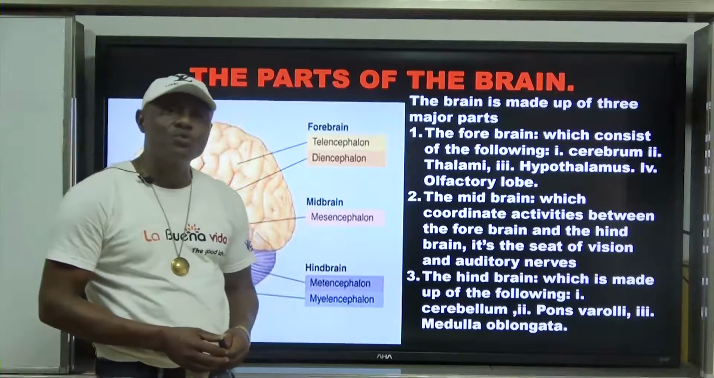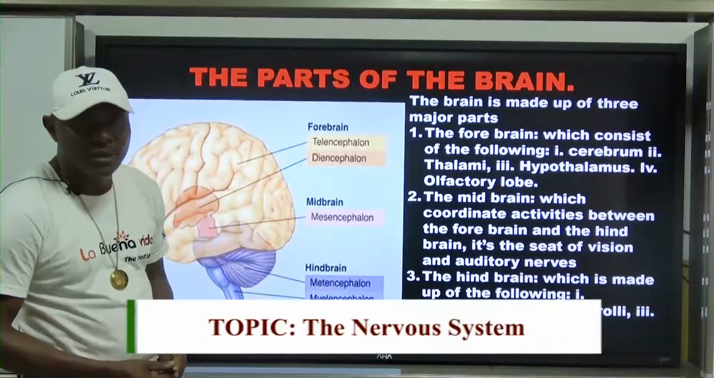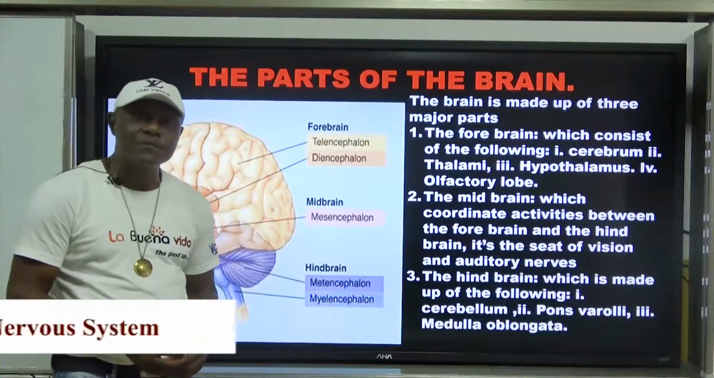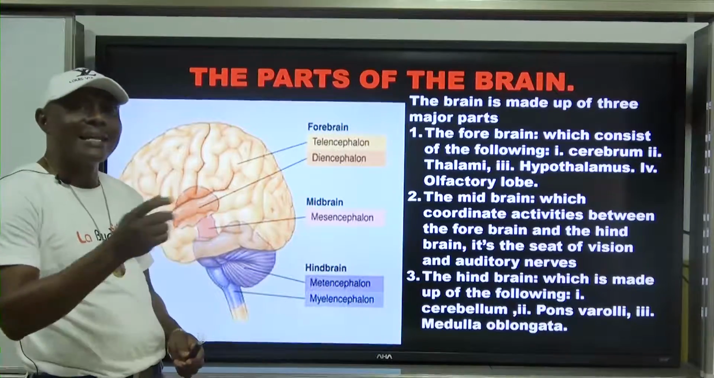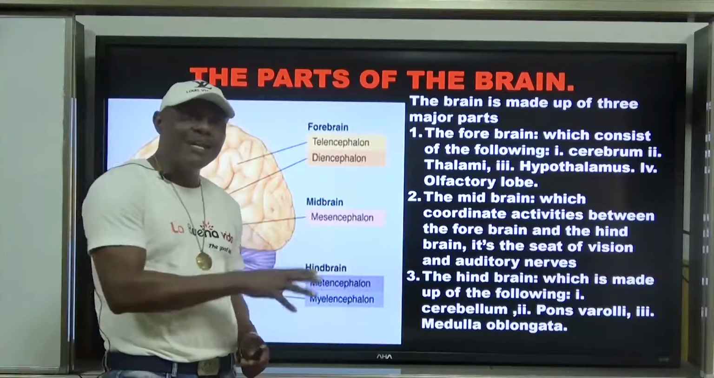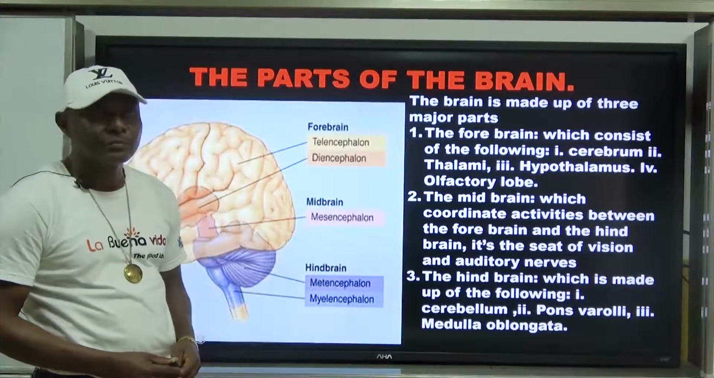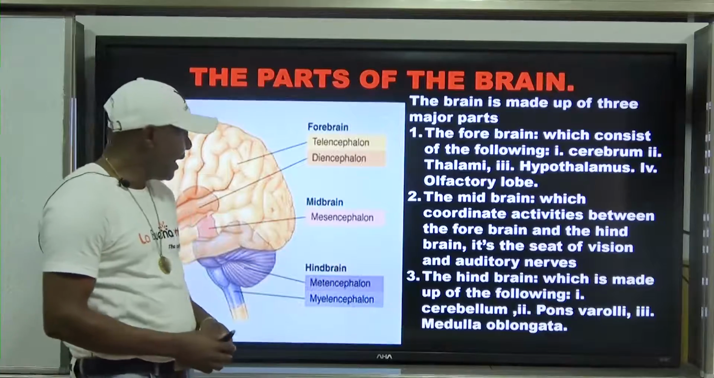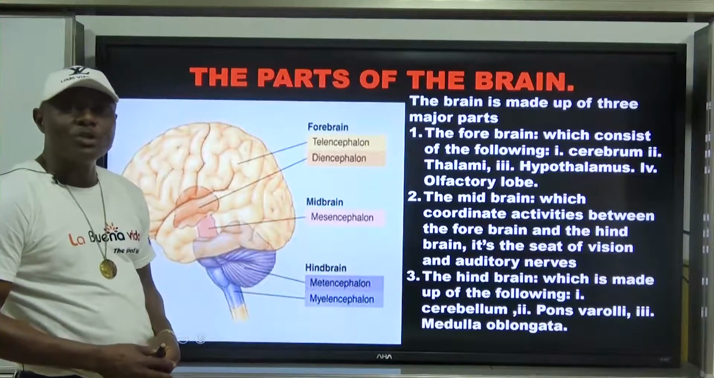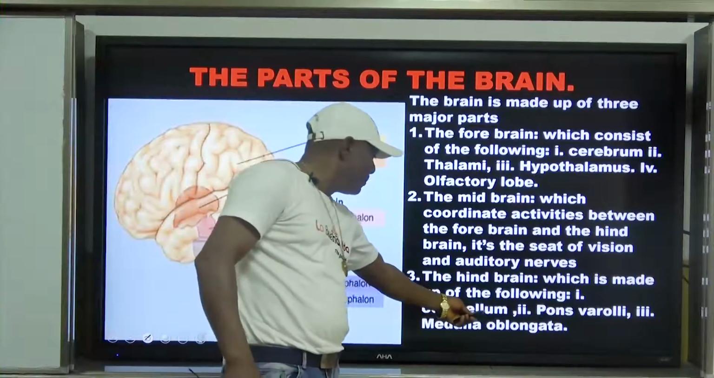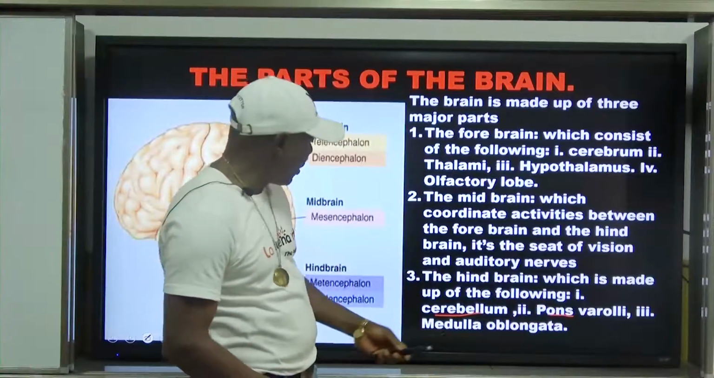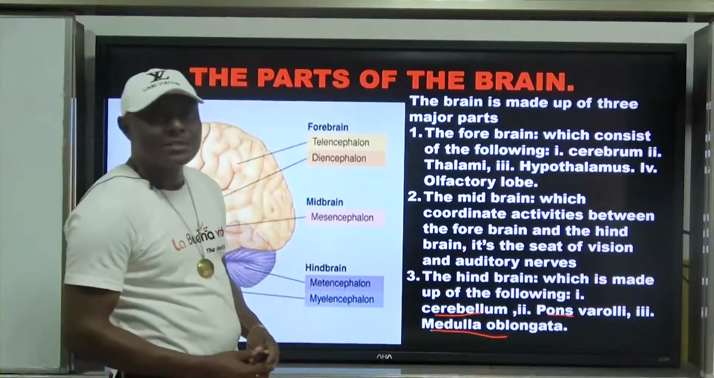We also have the midbrain. The midbrain is the connection between the hindbrain and the forebrain. It is the seat of vision. It is also the seat of auditory nerves. All the nerves are connected in the midbrain, connecting the hindbrain and the forebrain. We also have the hindbrain. The hindbrain is made up of three major parts. We have the cerebellum, the pons varoli, and the medulla oblongata. These are the components of the hindbrain.